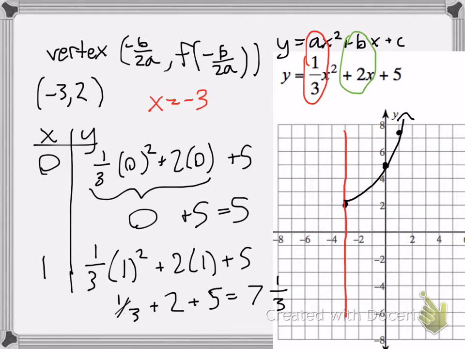Other side of the parabola is easier now that we've used symmetry. So I notice that this point 0 is 3 steps to the right of my axis of symmetry. So if I go another 3 steps to the left, I should also have a y-coordinate of 5 there. Then if I go 1 more to the left, that's the point that's opposite this 1, 7 and 1/3. So it's going to be -7, 7 and 1/3. And the rest of my parabola looks like that.